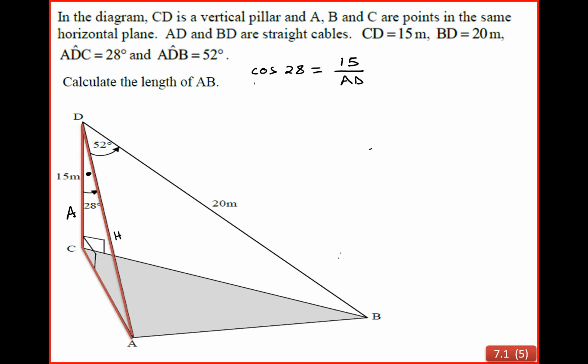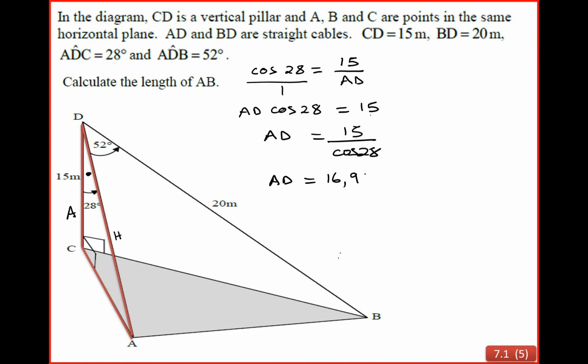And then we can cross multiply that, which will give me AD cos 28 is equal to 15 times 1 is 15, and thereby we will get AD, dividing both sides by cos 28, is 15 over cos 28. And if you find 15 over cos 28, using your calculator, that will give me AD to be 16.99 meters. So that's one way to work it out.